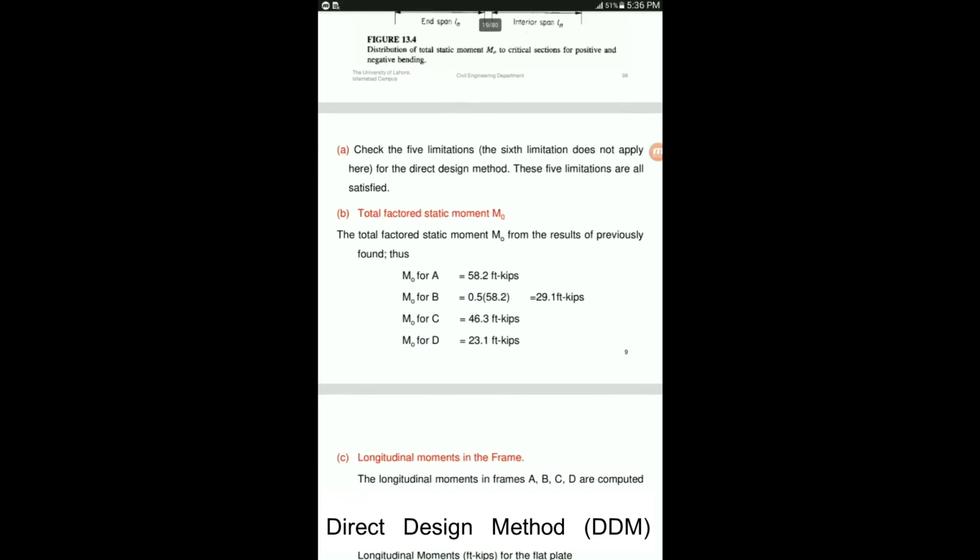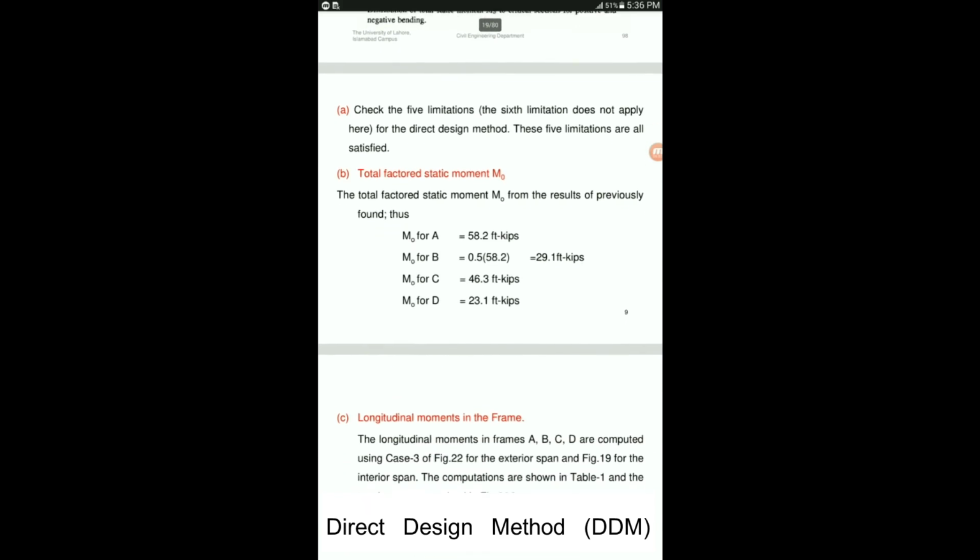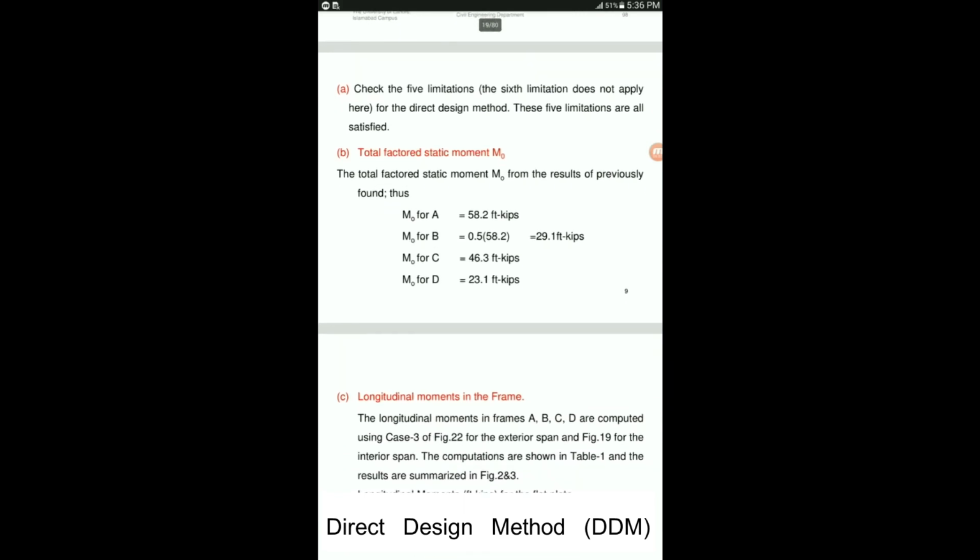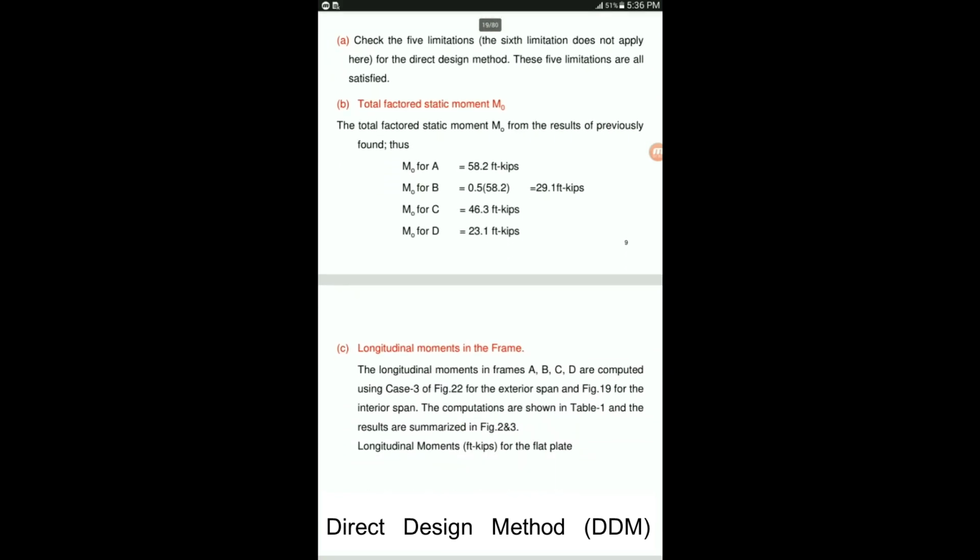These are the values of total factored static moment for each of the equivalent rigid frames A, B, C and D. You don't need to calculate the moment for B and D again, because we know that the total factored static moment for B is always half of the total factored static moment computed for equivalent rigid frame A. Similarly, for equivalent rigid frame D, this will be half of the value computed for C. So don't do the calculation repeatedly again and again.